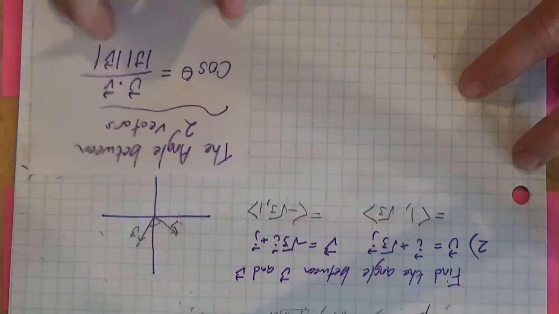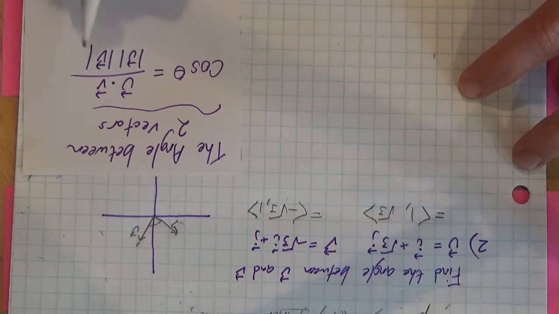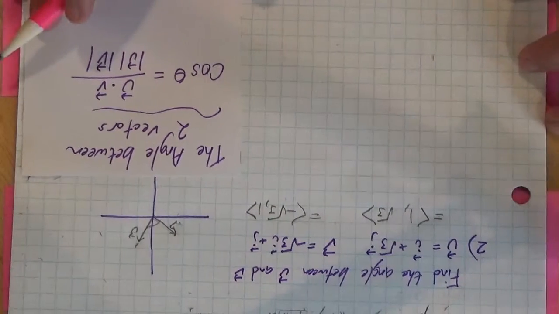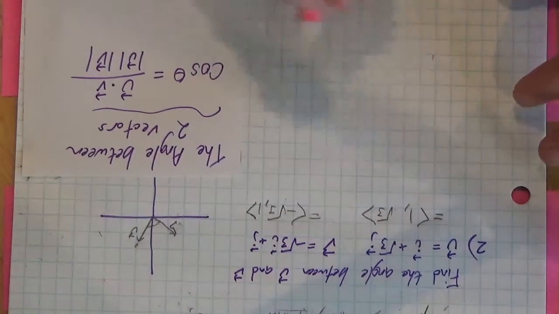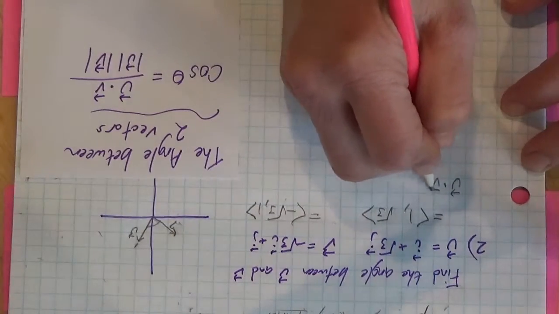And I have a formula for that. Someone figured out that the cosine of the angle between the vectors is that lovely mess. And maybe I'll prove it in another video, but for now we're just going to use it. So first things first, I need to find the dot product, u dot v.